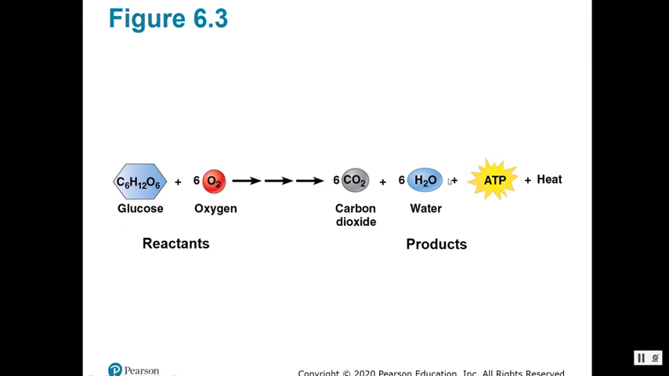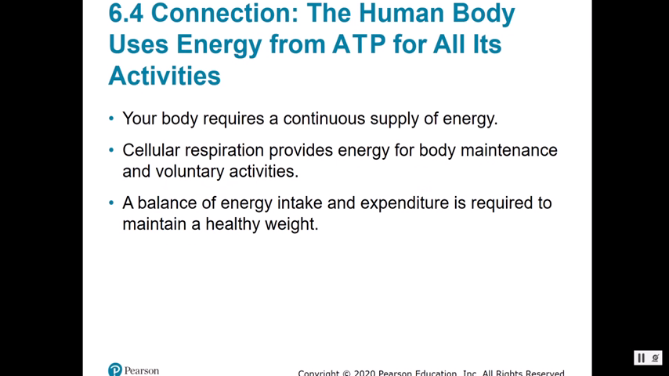The products are carbon dioxide, which is CO2, water, which is H2O, ATP, and heat. ATP, of course, is what we need to power the work of cells. So this is objective number 3. It gives you your overall equation. It labels your reactants. It also labels your products.